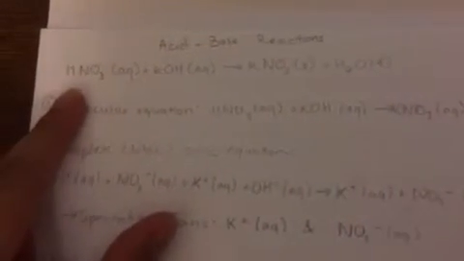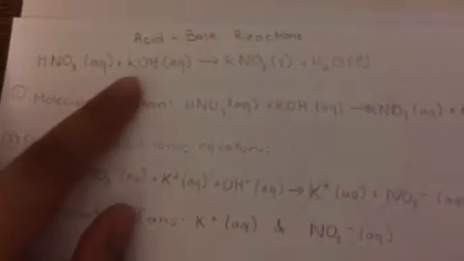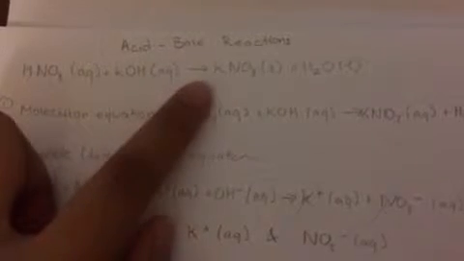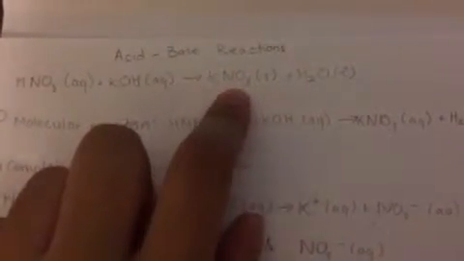Now, I would like to apply what I know to an equation. And the equation I'm going to use to find the net ionic equation is HNO3, which is called nitric acid, aqueous, plus potassium hydroxide. And this reacts together to form potassium nitrate and water.